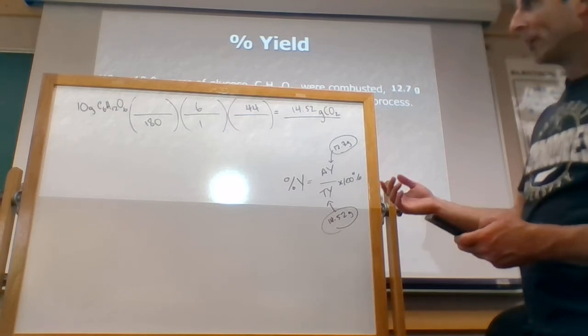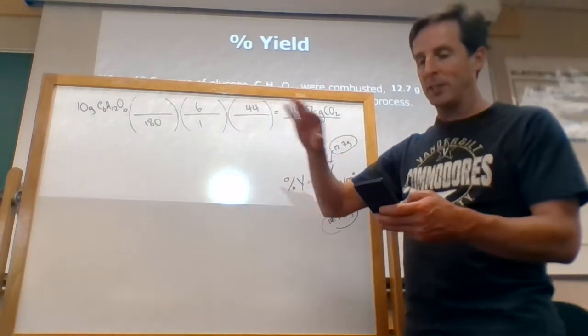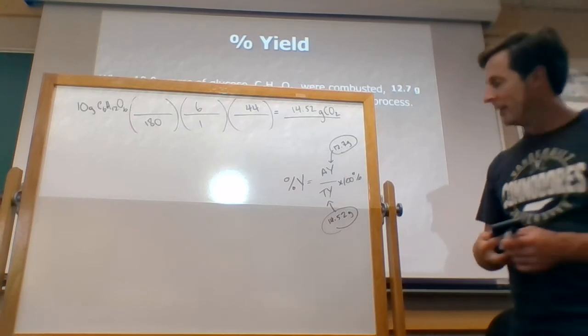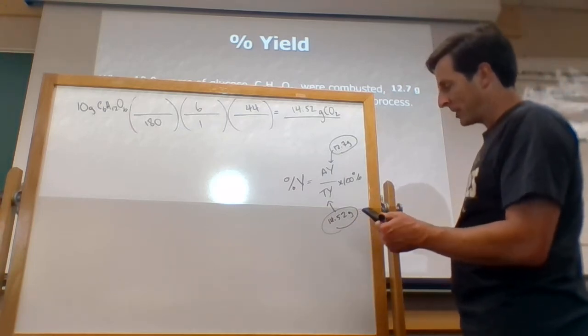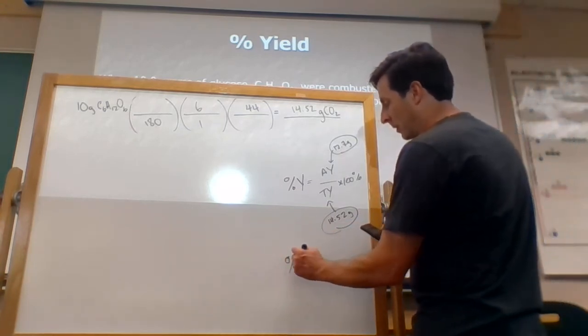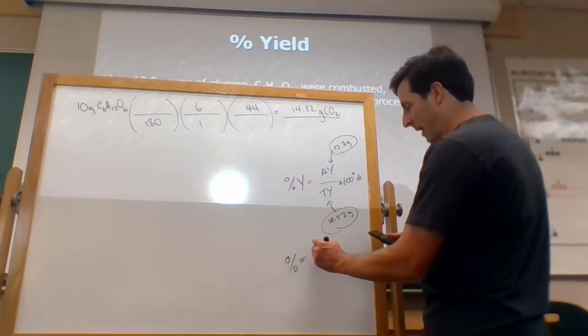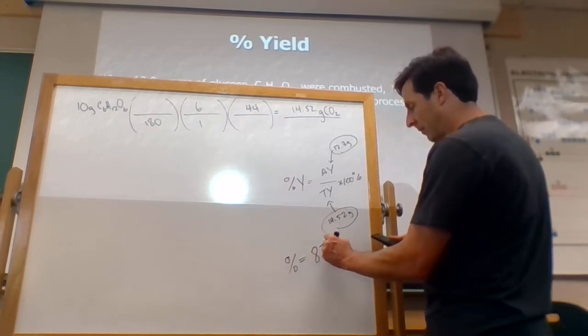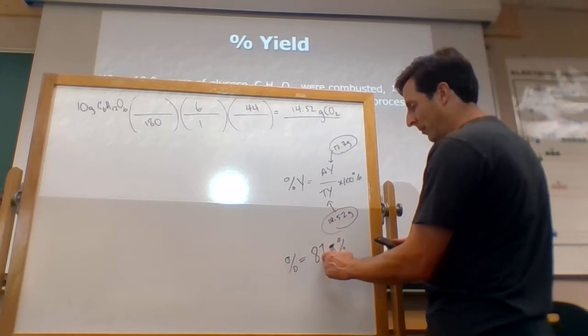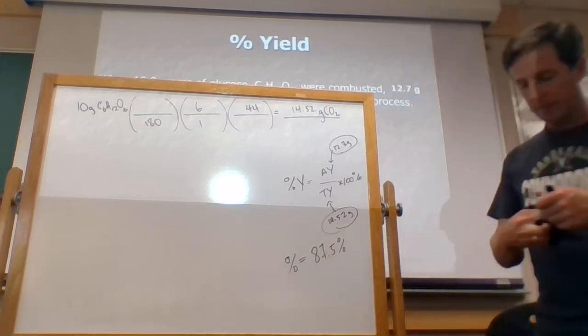Now, I might have rounded off when I shortened my calculation, so I think I'm a little bit off in what it is. I got the percent yield is around 87.5%. If you got something really close to that, then we should be good.